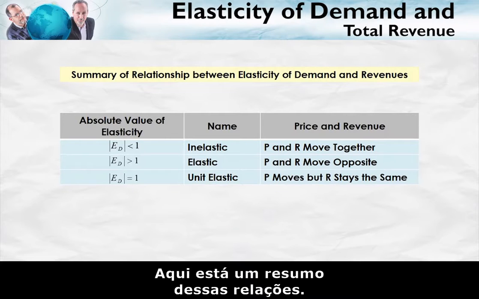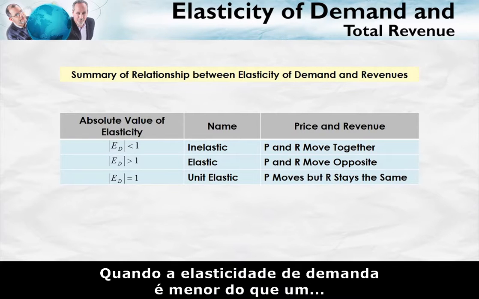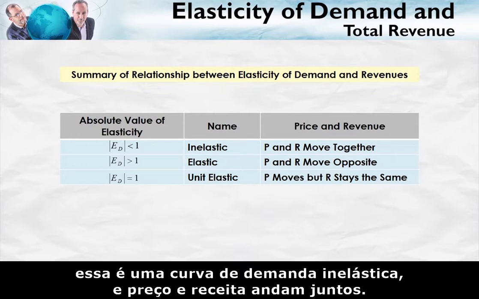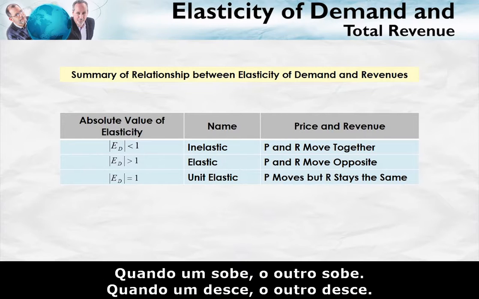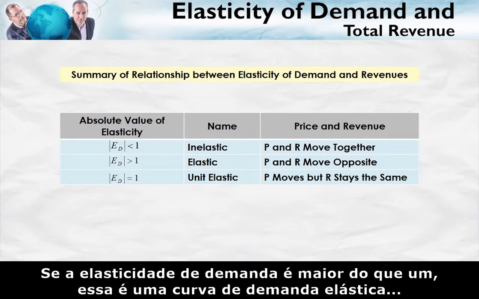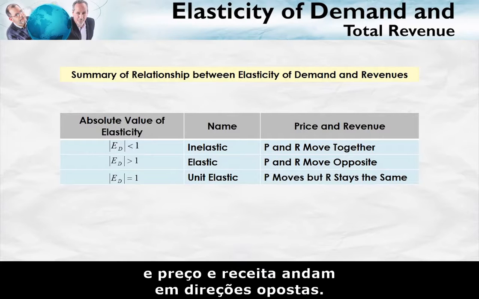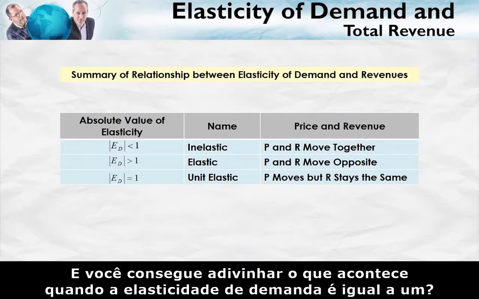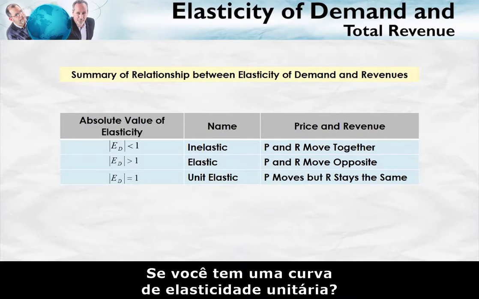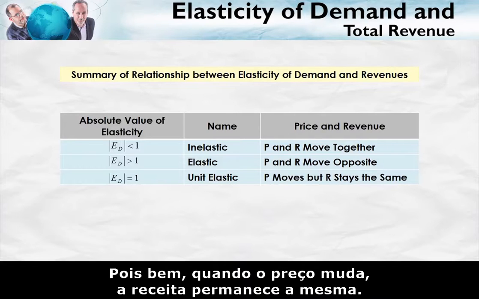So here's a summary of these relationships. When the elasticity of demand is less than 1, that's an inelastic demand curve, and price and revenue move together. When one goes up, the other goes up. When one goes down, the other goes down. If the elasticity of demand is greater than 1, that's an elastic demand curve, and price and revenue move in opposite directions. And can you guess what happens if the elasticity of demand is equal to 1? If you have a unit elastic curve, well then, when the price changes, revenue stays the same.